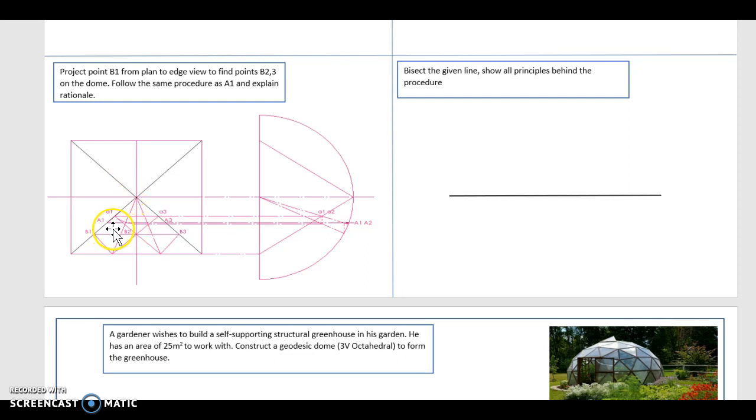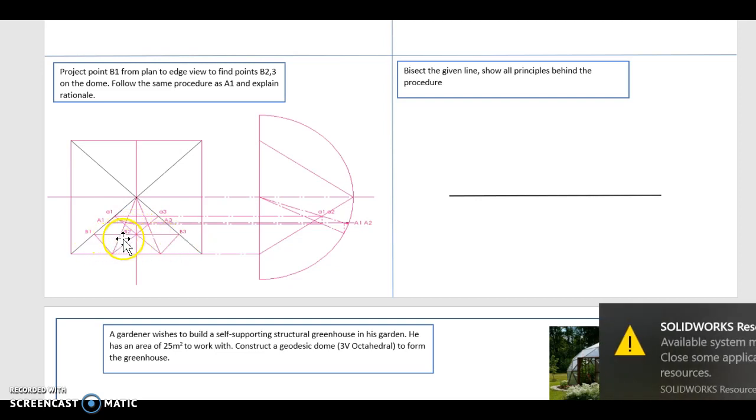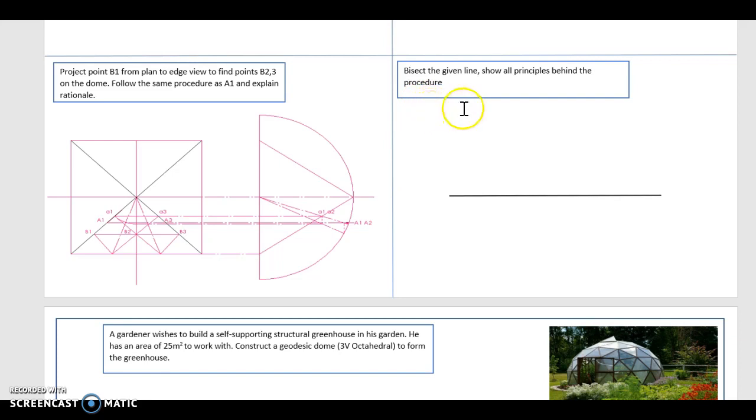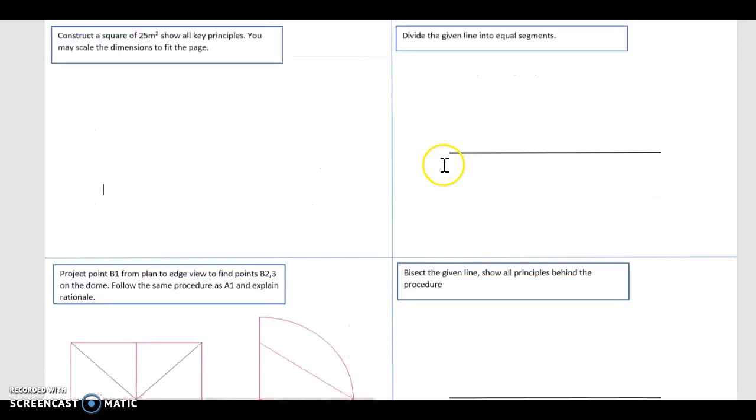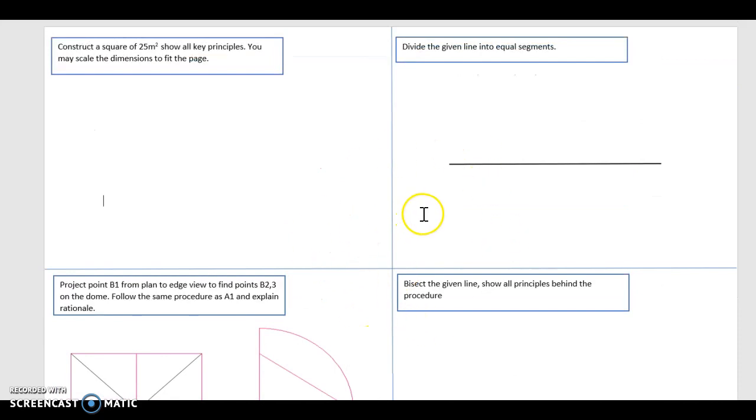As you can see, I have shown a partly completed octahedral dome. Students have been shown how to find points A1, A3 and A2, and they are given points B1, B2 and B3 and asked to copy the same procedure. And then lastly, we have students bisect the given line and show all the principles behind the procedure. So these are just the four key principles which are centered around constructing the geodesic dome.